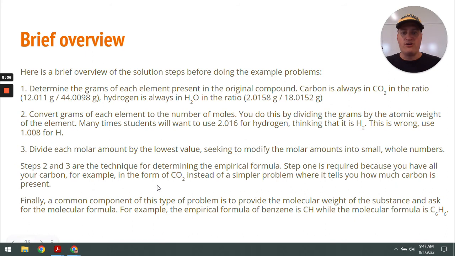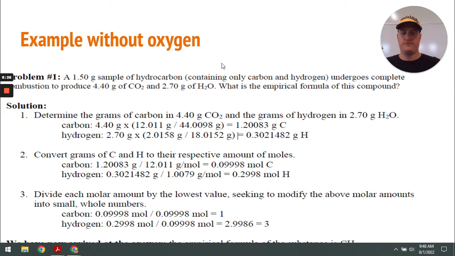Step 1 is required because you have carbon, and instead of a simpler problem where it tells you this, it generally won't tell you that. Finally, this common component is to provide the molecular weight. So you can take the empirical formula and determine its molecular formula, just like we did on the slides before. So let's take an example. I've got one with oxygen and one without, and let's see how those go.